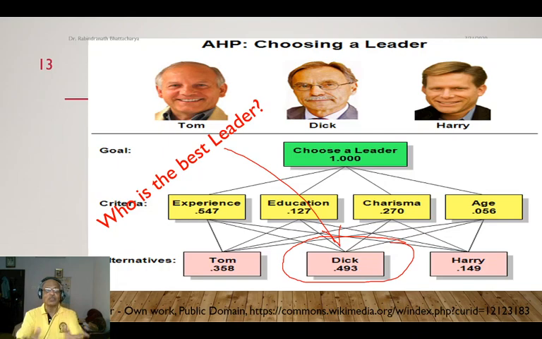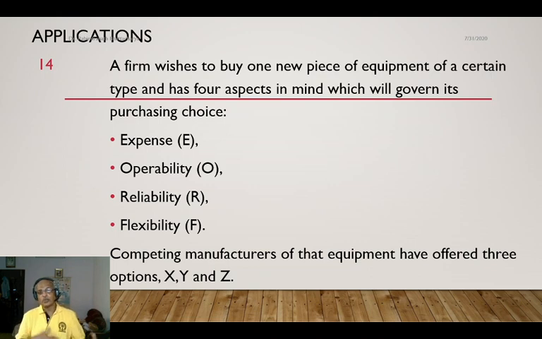So how you calculate all these things, we'll explain with a real life example. Suppose a firm wishes to buy one new piece of equipment. We purchase a lot of equipment from all over the world. We used to purchase it when I was in a TBS group company. And we had four aspects in mind while purchasing the machine: expense, operability, reliability, and flexibility.